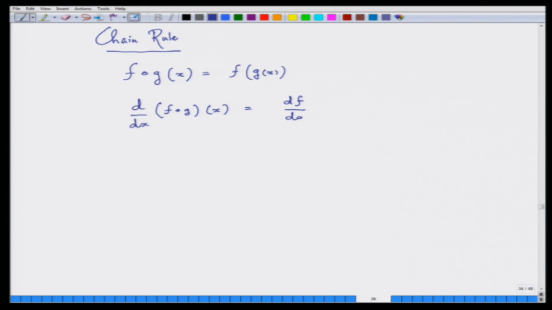So, d/dx of f compose g is, of course, df/dg evaluated at the point g(x), right, that is more important, into dg/dx evaluated at the point x. So, you can write this in a more apparent shorthand that we use.